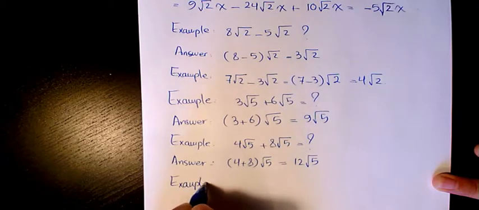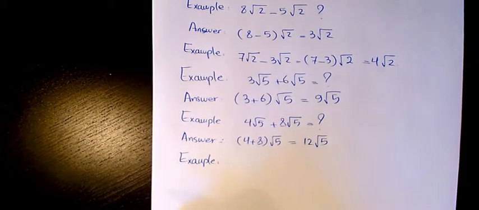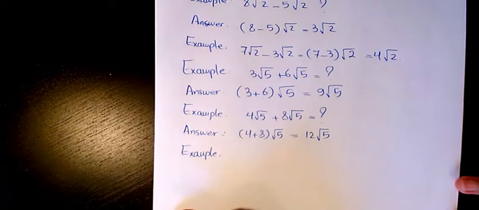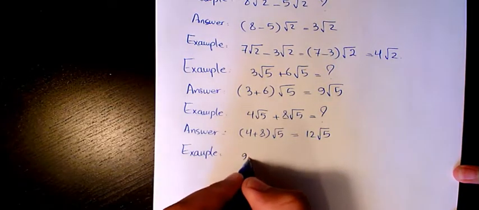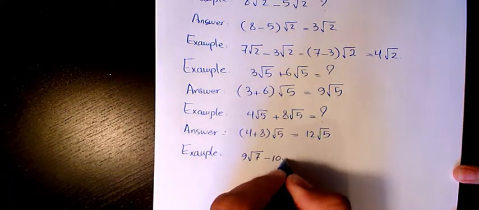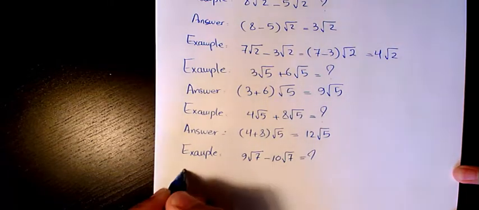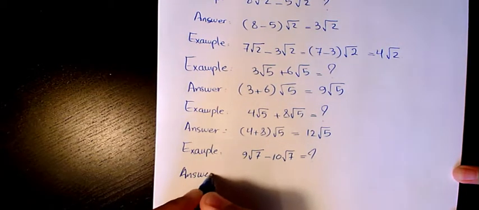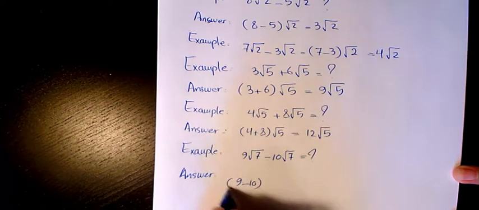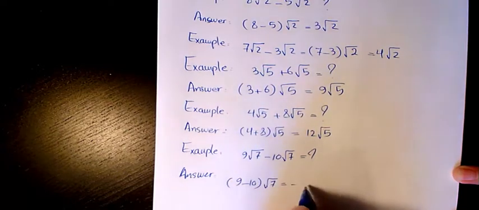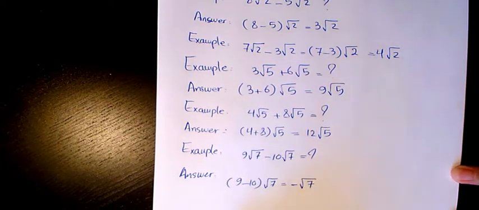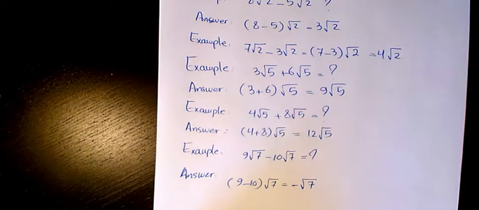Next example is 9 root 7 minus 10 root 7. Answer is 9 minus 10 root 7, which is going to be negative root 7. This is the final answer.